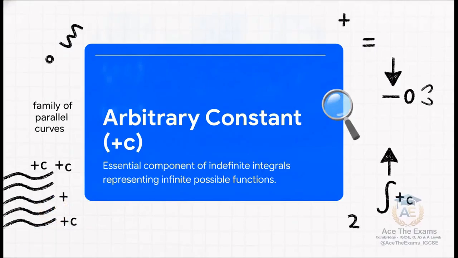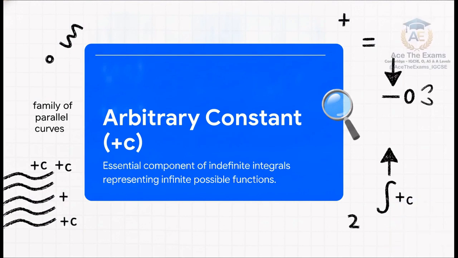Here is the formal definition we need to look at. The arbitrary constant, or what we call +C, is an essential mathematical component of indefinite integrals, representing an infinite number of possible functions. Think about it this way. When you differentiate an equation, any constant number, like a +5 or a -20, well, it just turns into 0. It totally vanishes.